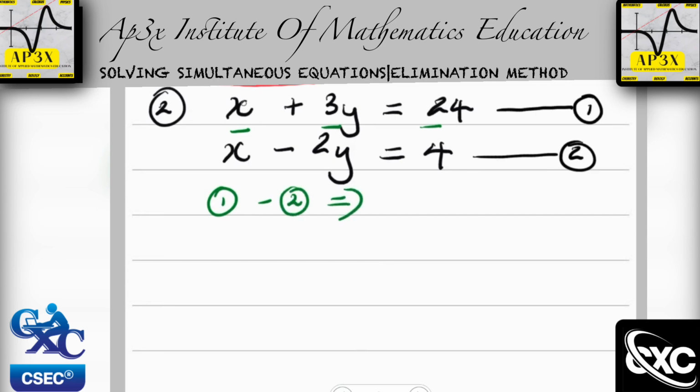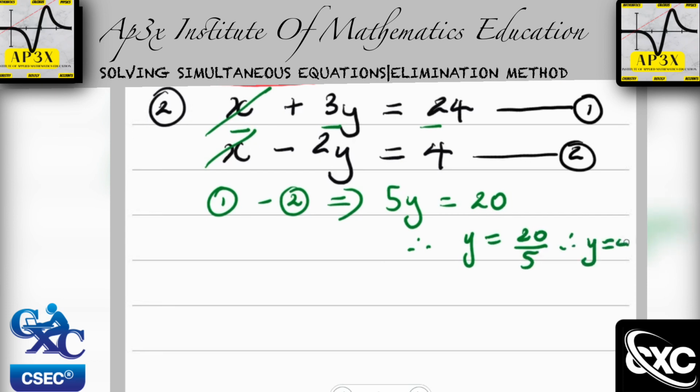And that's suggesting that x take away x is in fact 0. And then we have here 3 take away negative 2. 3 take away negative 2 becomes 3 plus 2. So that's going to become 5y. And then of course, 24 take away 4 is in fact 20. So then we end up nicely with y is equal to 20 divided by 5. So therefore we end up with y being equal to 4.